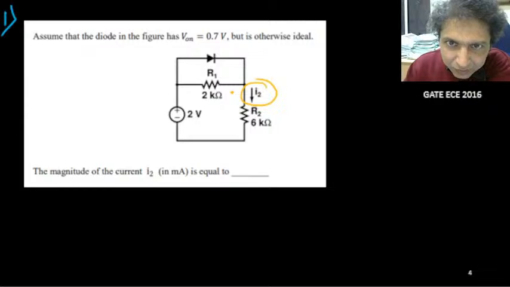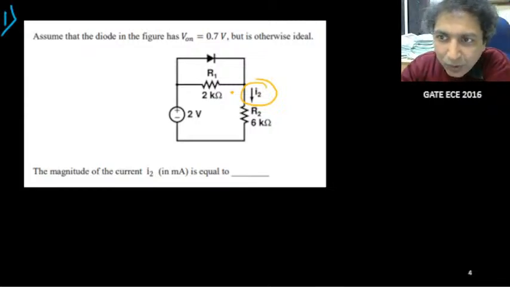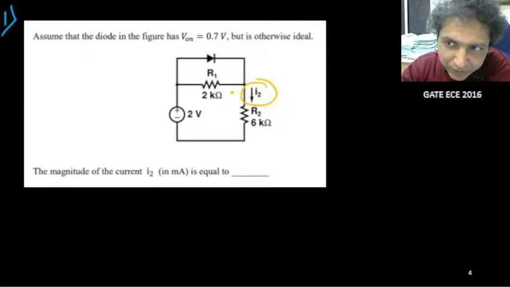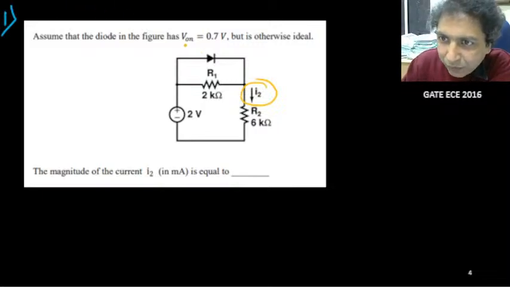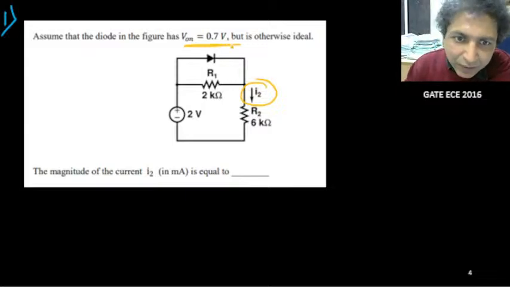Right? So what is the main challenge here? Main challenge is that we need to understand whether the diode is on or not. That is the first task. If you want to solve any problem related to diode, then first you think about whether the diode is on or not. If the diode is on, then the potential across the diode is 0.7 volt, it is given. Okay, then easily we can find out the current.